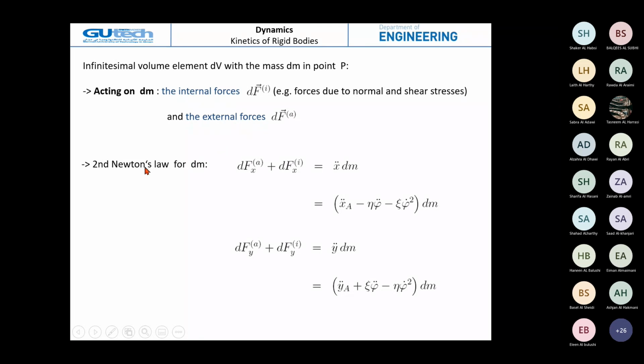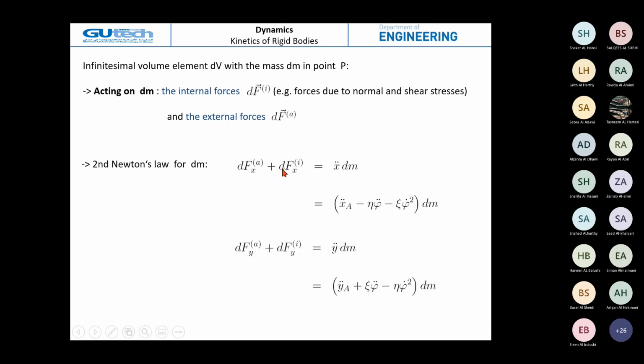Now, if we take Newton's second law for the mass element, to get the equilibrium we have the sum of the forces equal to the mass multiplied by the acceleration. This is the principle of Newton's second law. The first part is the external forces along the x direction, and we apply the same principle in the y direction.